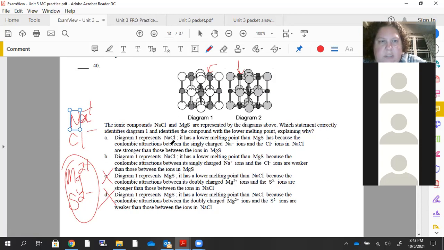So that's not going to help us narrow it down between A and B, but let's see if the explanations are different. This one says sodium chloride has a lower melting point than magnesium sulfide because the Coulombic attractions between the singly charged sodium and chlorine ions are stronger than those between the ions in MgS. That's backwards. The singly charged ones are going to be more weakly attracted to each other. So let's check and make sure B says the right thing. The Coulombic attractions between singly charged sodium and chlorine ions are weaker than those between the ions in MgS. That is true.